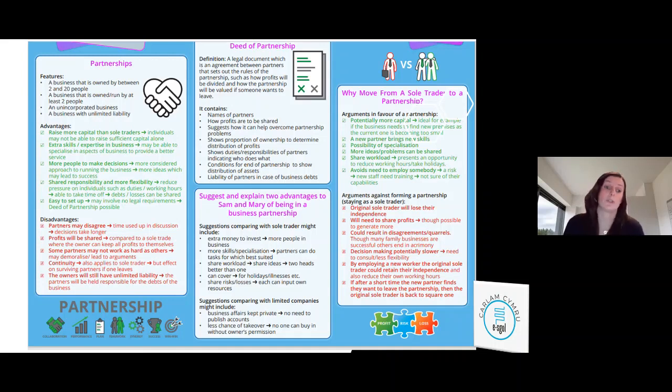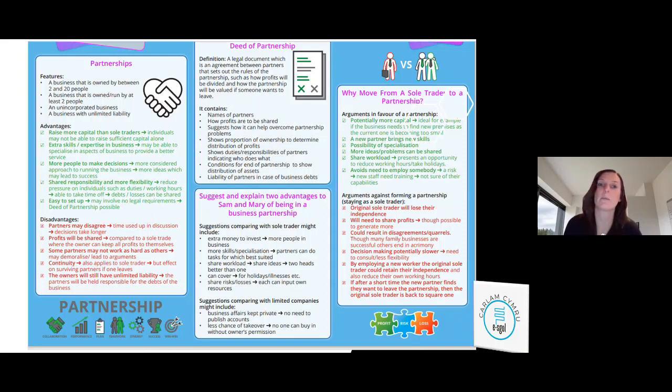Disadvantages, though: because you've got more than one person, you might have disagreements. Profits have to be shared, so depending on whether somebody's putting in more capital than the other, you might split the profits differently, but again, they have to be shared. Some partners may not work as hard as others, and that's going to cause rifts in the partnership. Continuity also applies as to a sole trader: if somebody dies, then that business can't carry on. The owners will still have unlimited liability, like we just said before.